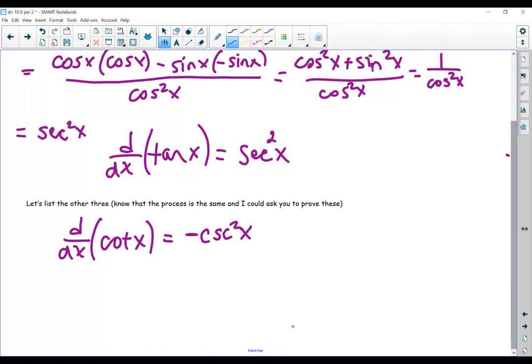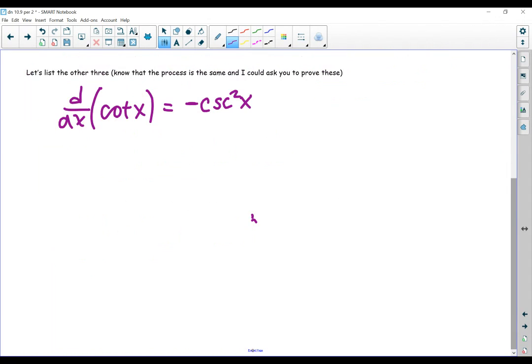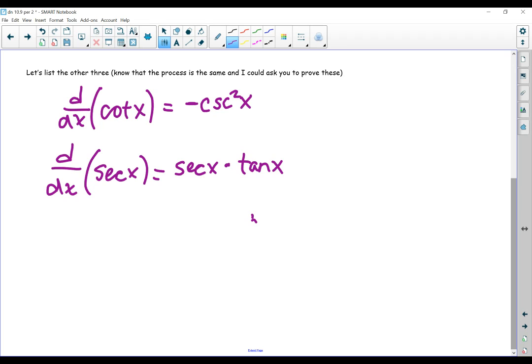Okay, and then secant is 1 over cosine, so when you do that proof, you actually end up with itself, so secant is itself times tangent. I always think that secant loves to self-tan. Secant self-tans. It's itself times tangent, so it's just a self-tanner.